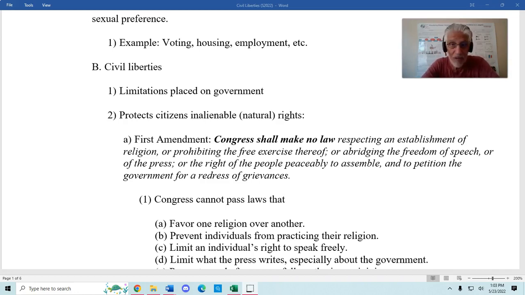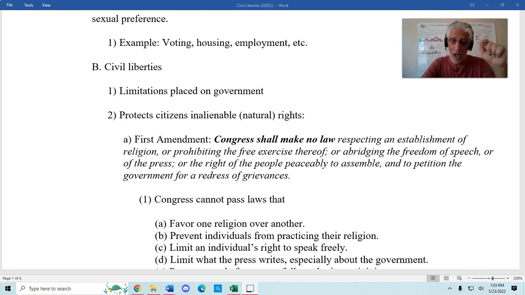Obviously, that makes no sense, so let me translate. The very first part, Congress shall make no law, and I want you to keep that in mind. I put that, it's bolded and italicized for a reason. Congress shall make no law. What it says is Congress cannot pass laws favoring one religion over another. That's what they mean by respecting an establishment of religion. The government, the federal government, cannot favor one religion over another.